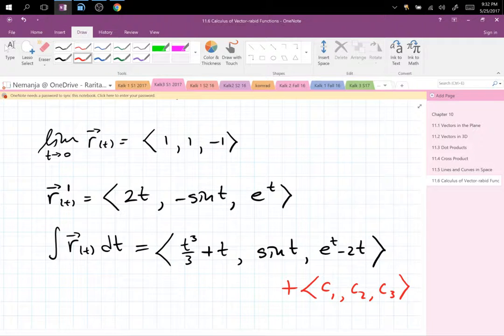So you can have this C1, C2, C3 added to each one, or you can just have an additional vector which adds to the first vector.